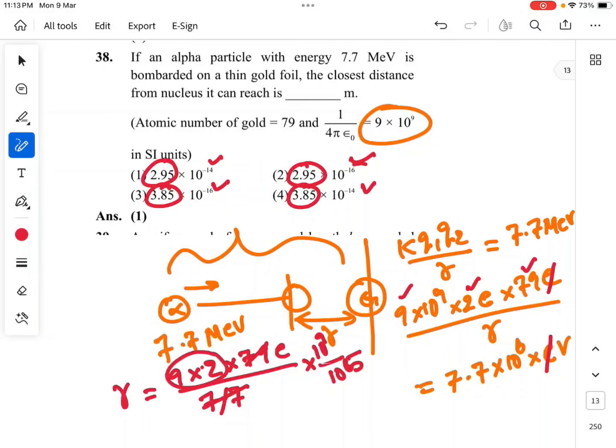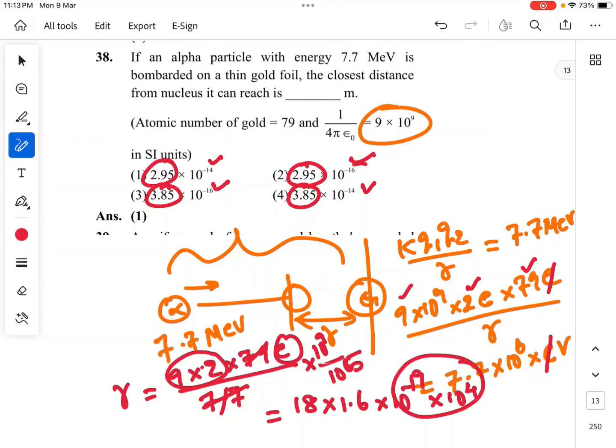then what? 18 is there, but then you have 18 16s. 18 into 1.6 into 10 power minus 19 into this is 10 power 4. So 10 power minus 15 you will get here. Fine. And 18 into 1.6. Tell me how much will be 18 into 1.6. Now don't just multiply like this, 18 and then 16 and do the multiplication. Don't do that, come on.